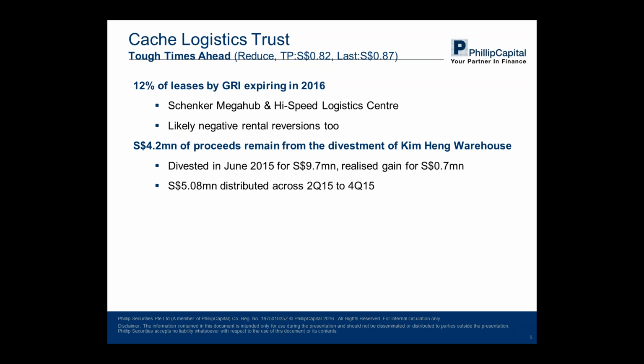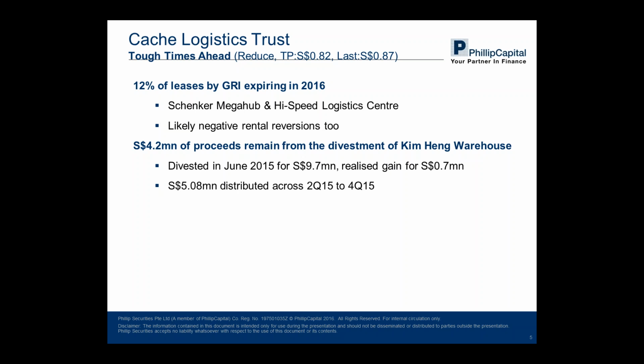So going forward, what to look out for this year is that they have 12% of leases by GRI which will be expiring, and this is actually in the second half of this year. The majority of this 12% will predominantly come from Schenker Mega Hub and High Speed Logistics Center. These two are also on master leases, and we think it's likely they will be renewed with negative rental reversions as well. That's best case. Worst case scenario is that they are renewed and converted to multi-tenancy.